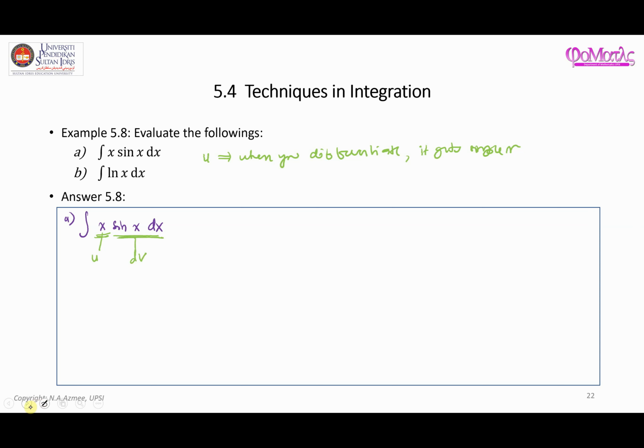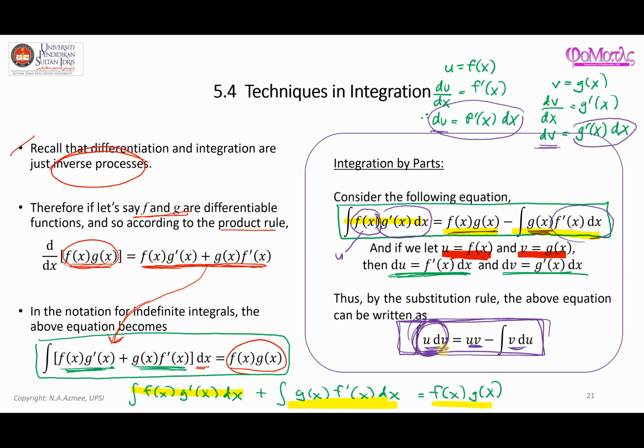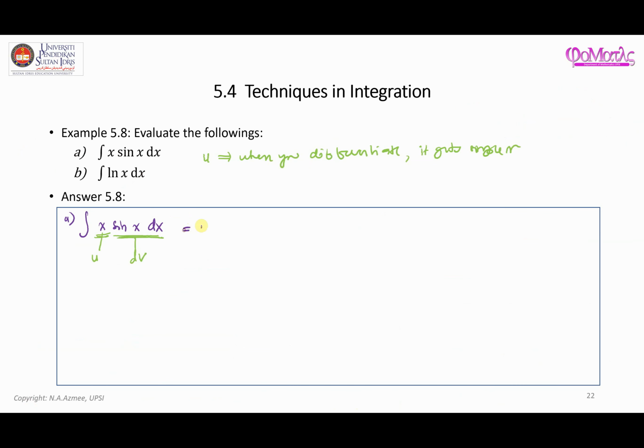Based on that, what I can do next is continue with the formula given here. I'm going to erase this so that you can see the formula clearly. The formula says, first of all, choose which one is u and which one is dv, and then you can apply this formula, which is uv minus the integral of v du.